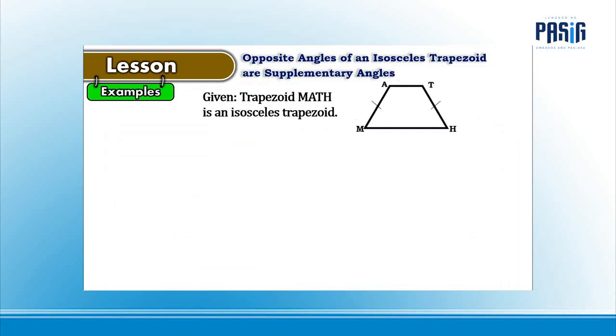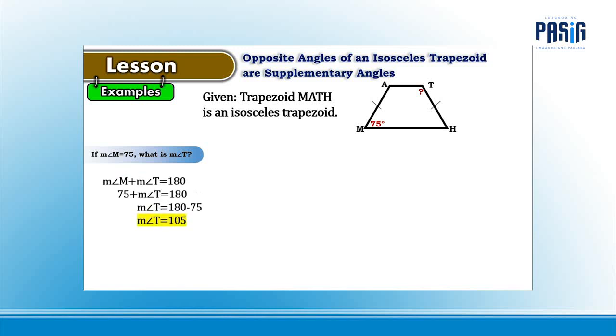Trapezoid MATH is an isosceles trapezoid. If measure of angle M is 75, what is the measure of angle T? Since angle M and angle T are supplementary angles, meaning the sum of their measures is equal to 180 degrees, then we can easily solve for the measurement of angle T, and that is equal to 105 degrees.